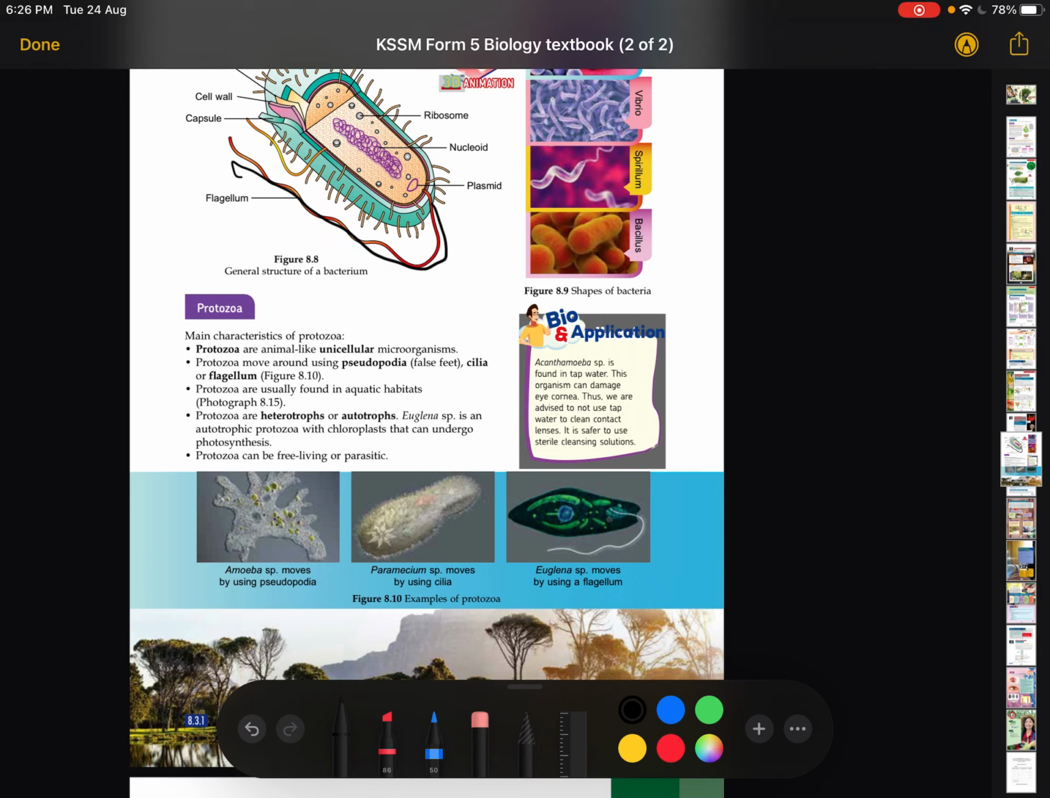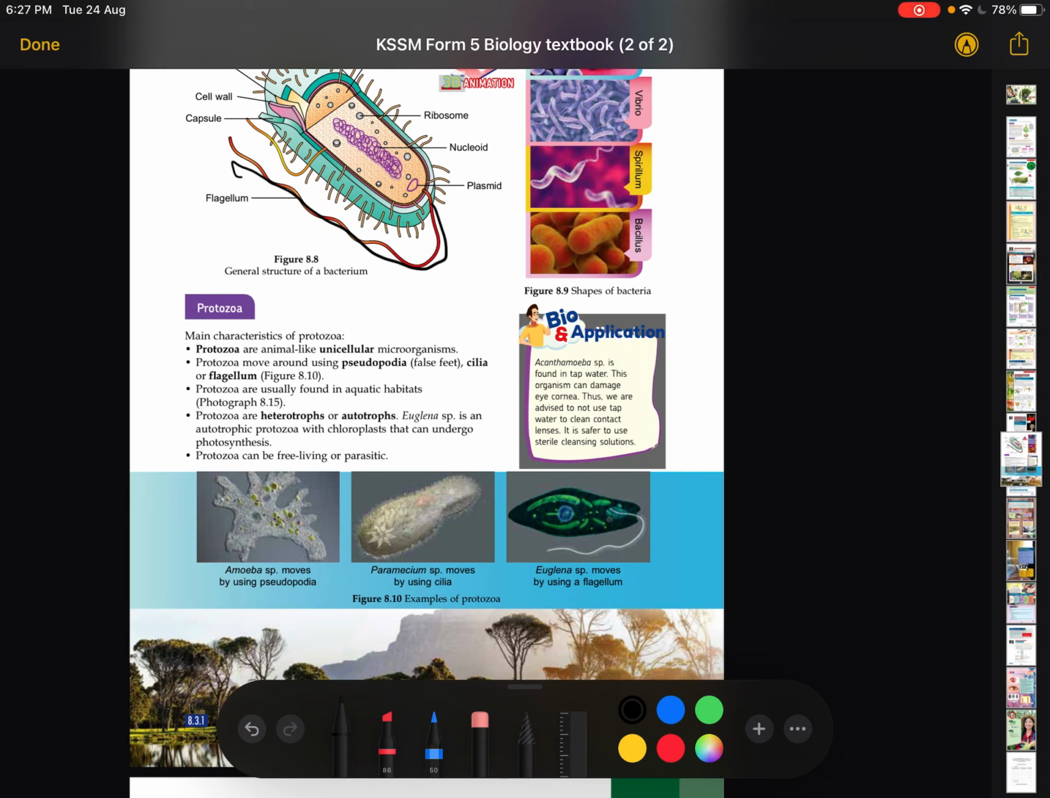Like how a fish flaps its tail, it will cause movement. That's what the flagellum is for.